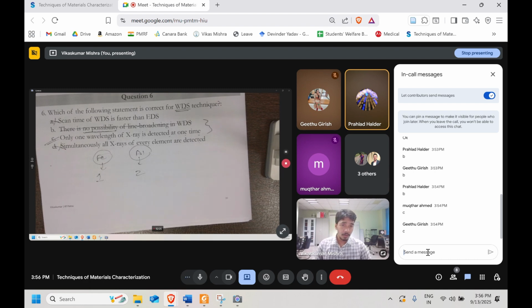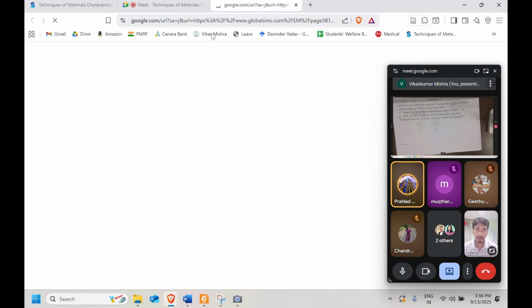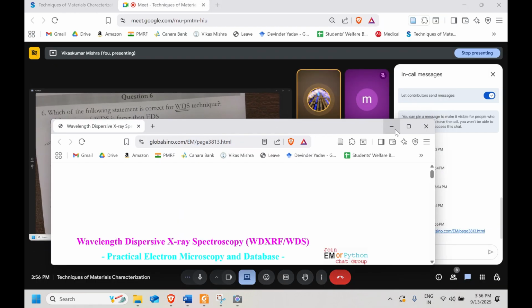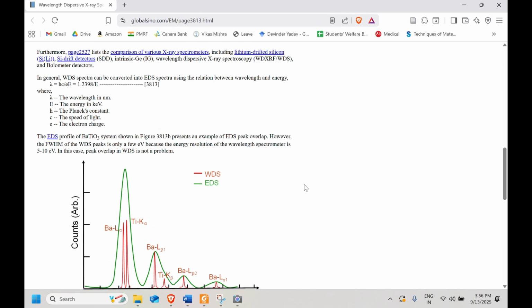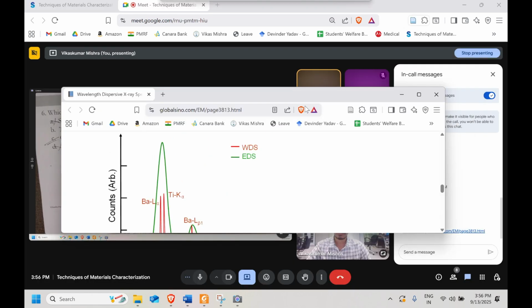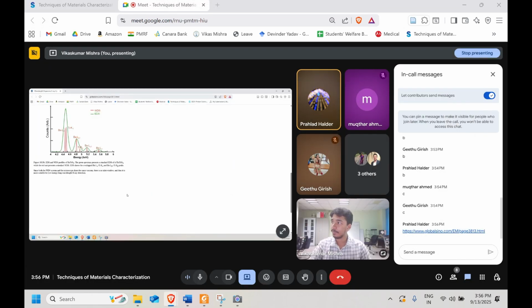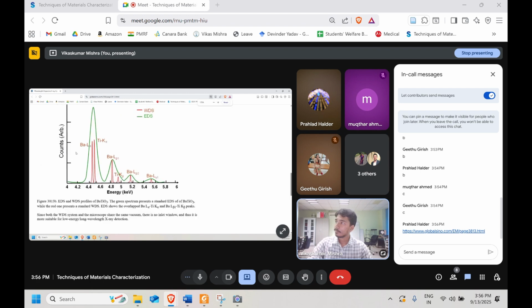See, whenever we are saying that there is no possibility, I don't think that will be correct, right? Here I'm trying to understand the peak at the same time. One picture is there, figure 38.13B. It shows WDS and EDS like that. Only one picture is there. If you see that, yeah, here we can see.